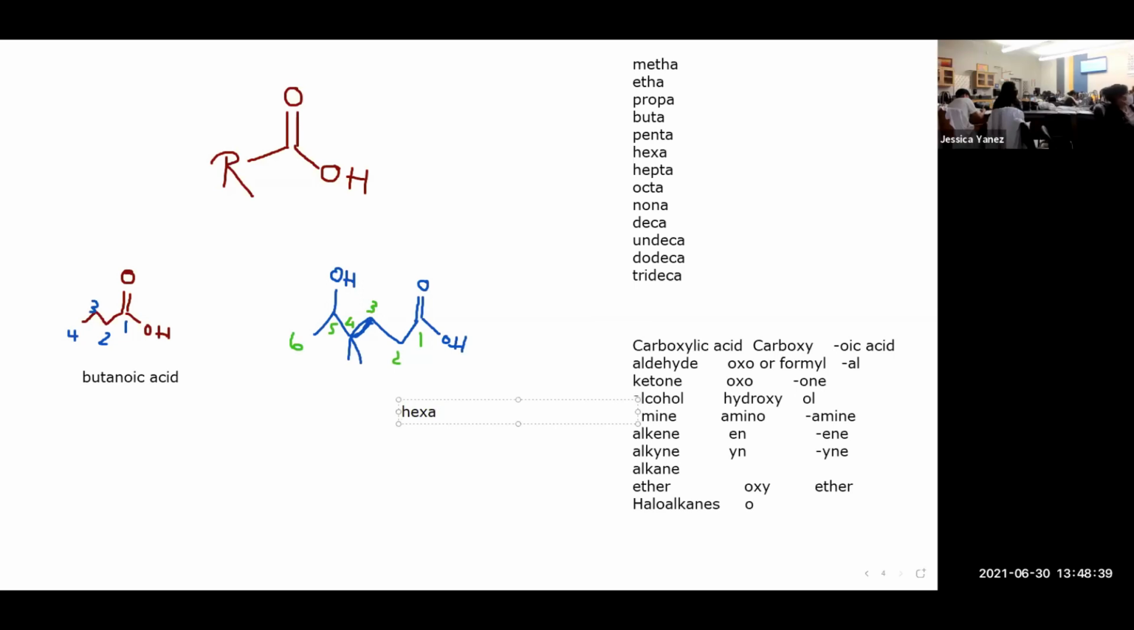Acid? This is acid, right? Okay, it's going to be an acid. So it should be hexa what? Should it be hexene? Hexene, because it's a double bond. Okay, because of the double bond, hexene. And we should probably say where that double bond is at. Is that 3? Okay, 3.